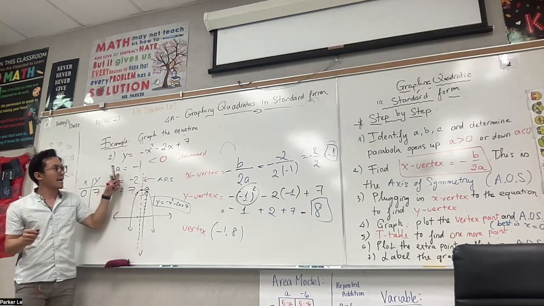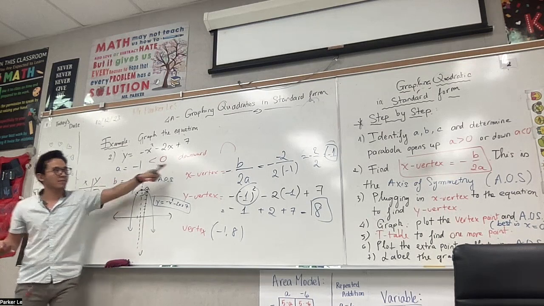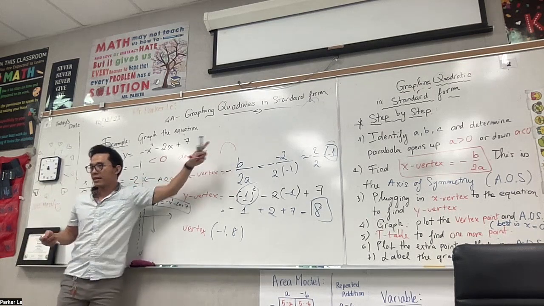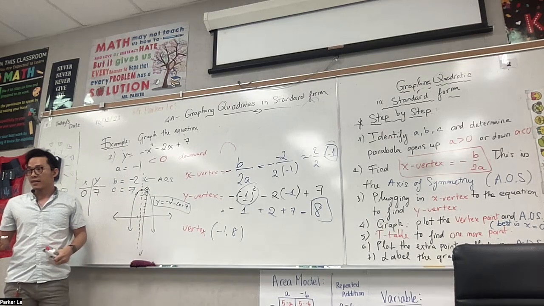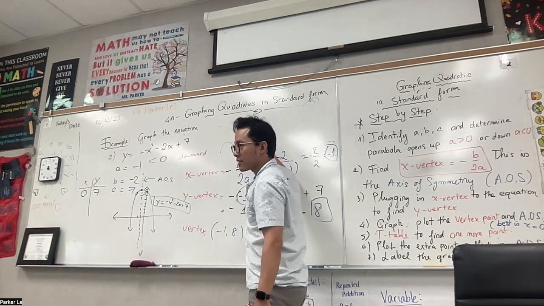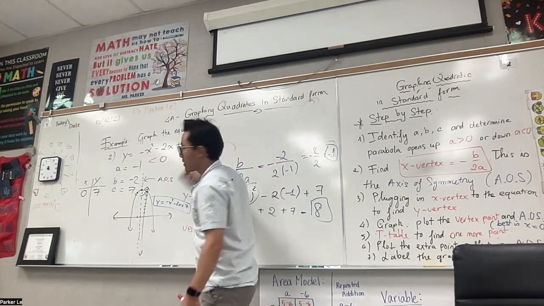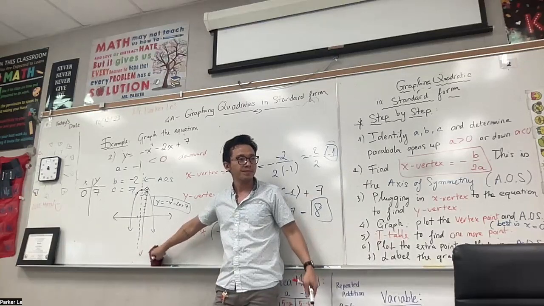Oh, this is because of A. If A is negative, it means the graph is going to open downward. If A is positive, certainly it opens upward. There are only two types. Any other questions?